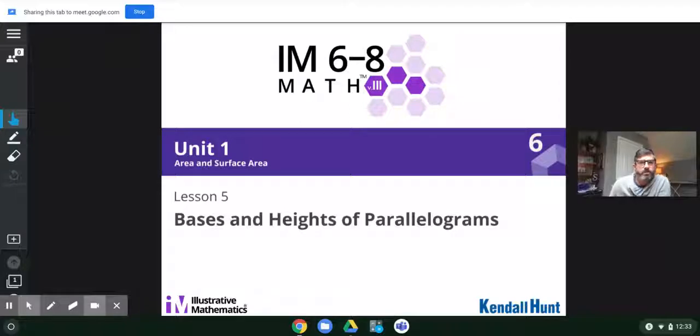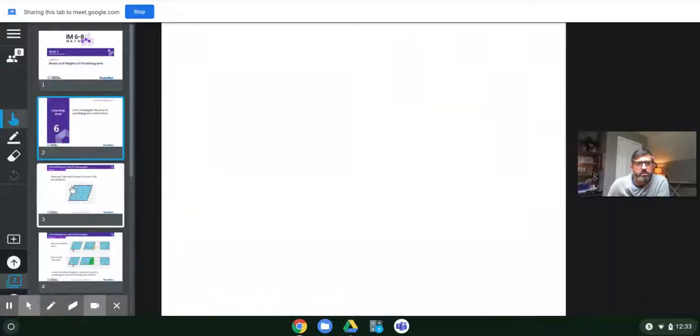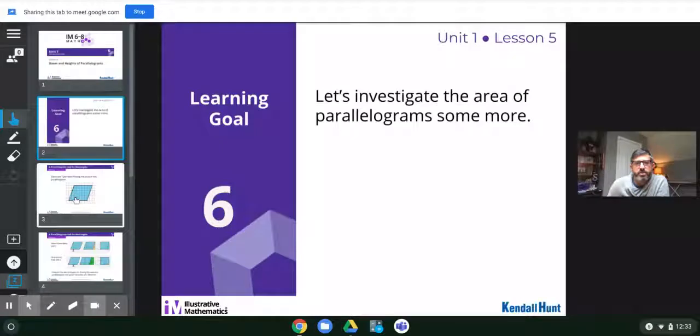We're going to go over bases and heights of parallelograms. And in doing so, we are going to look at the area of the parallelograms some more and do it a little differently than we've been doing, but using the same concepts just to get us there.